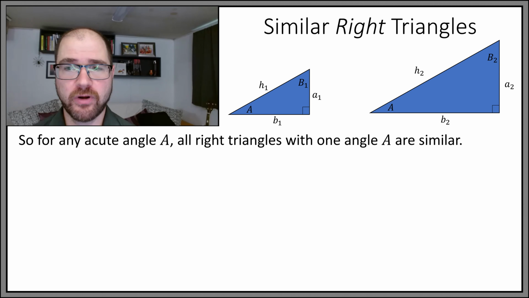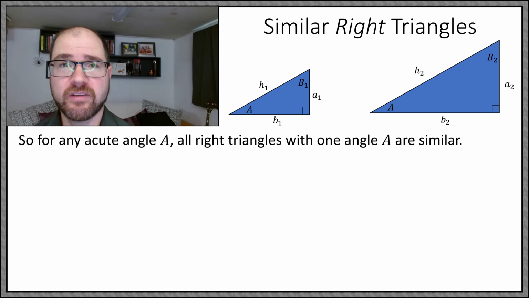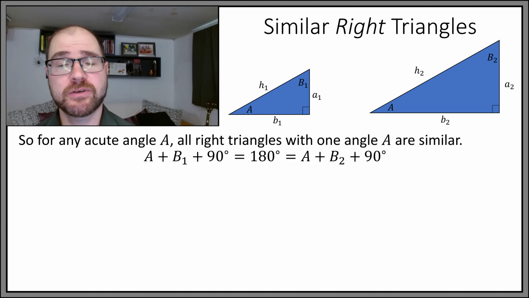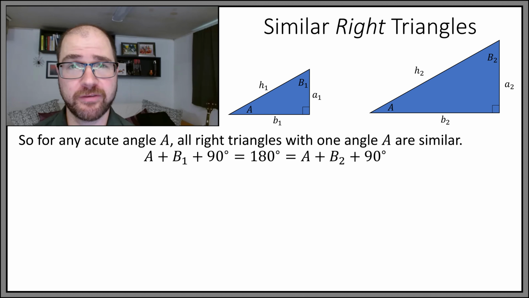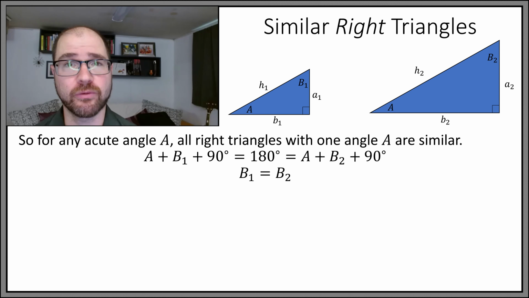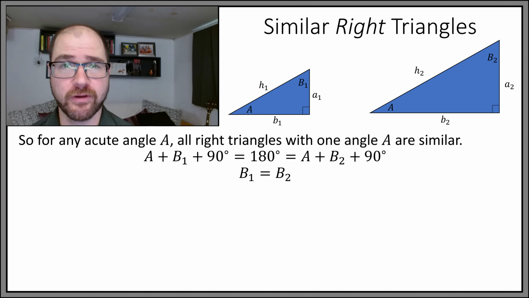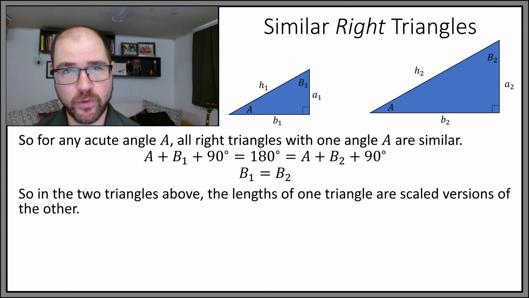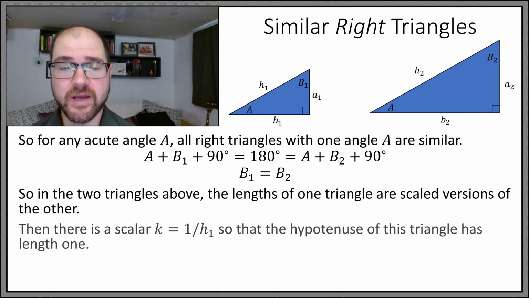So here are two triangles, both right triangles, and I've put angle capital A in the left corner of both of them. Since angle A plus B1 plus 90 degrees must equal 180, which is also angle A plus 90 degrees plus angle B2, B1 is equal to B2. So here we see that in fact all the angles are shared between the two triangles. Therefore, the lengths in one triangle are scalar multiples of the other.